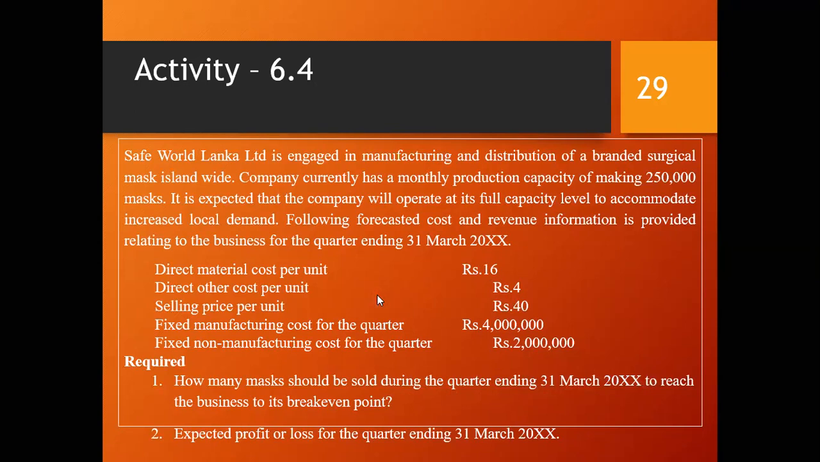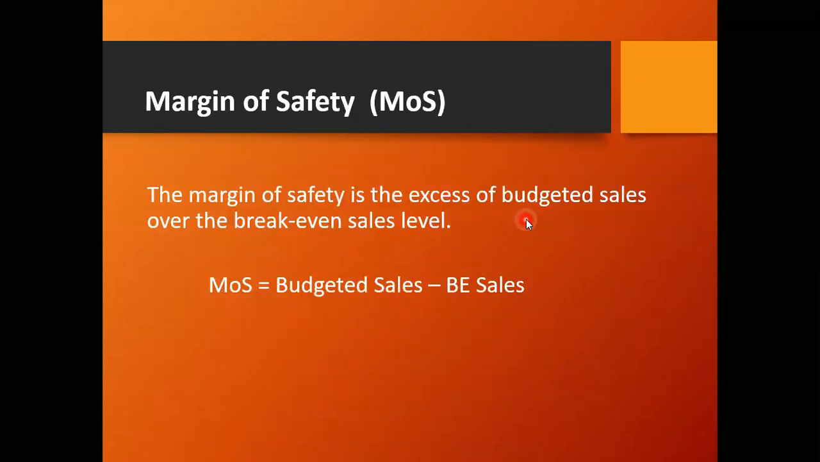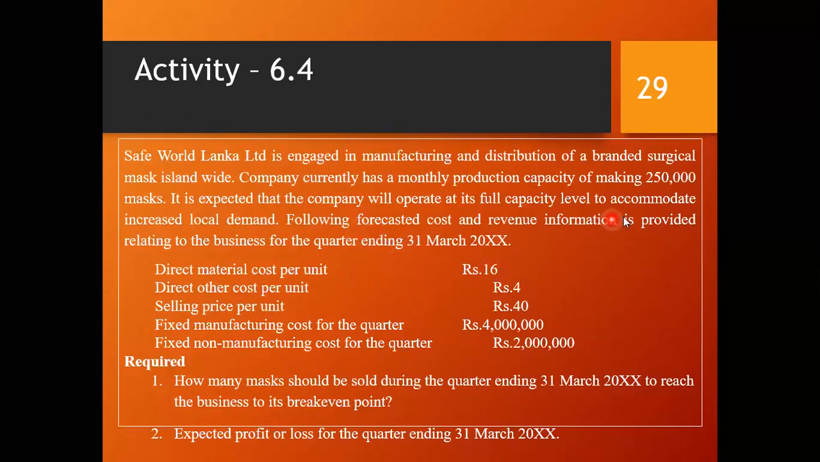So that is the expected profit or loss for the quarter. If you manufacture 300,000, that is break even. But during the quarter, how many are you going to manufacture? 750,000, not 250,000, because this 250,000 is only for one month. Therefore, it should be multiplied by 3. Is that clear? Break-even point is 300,000.